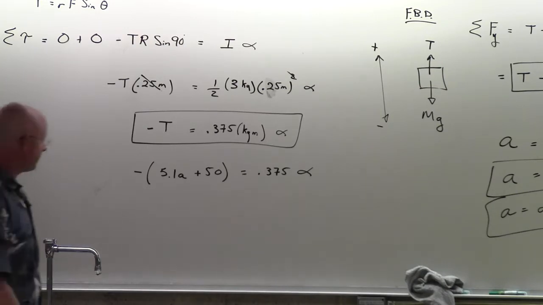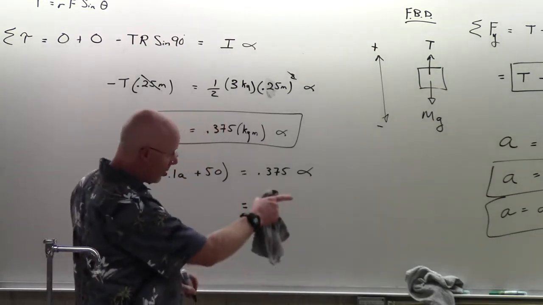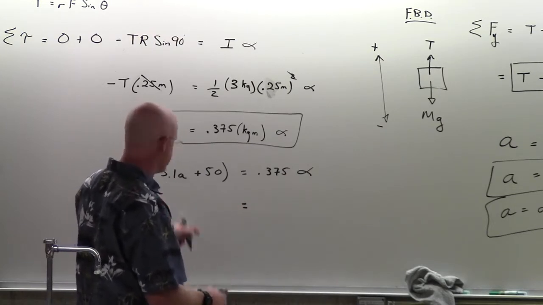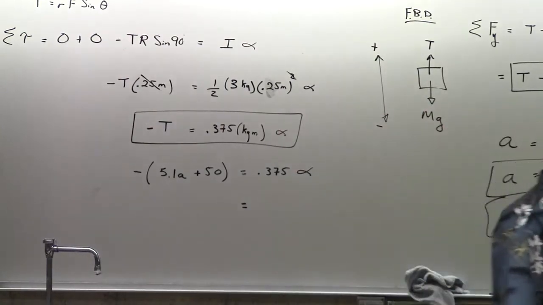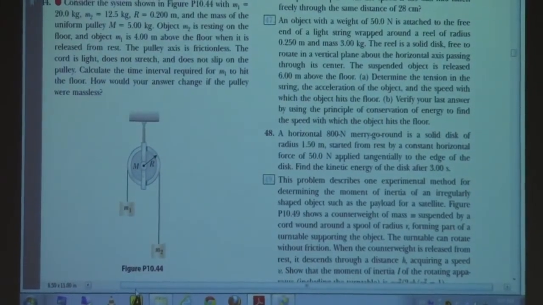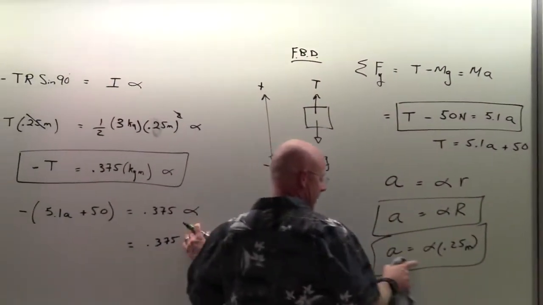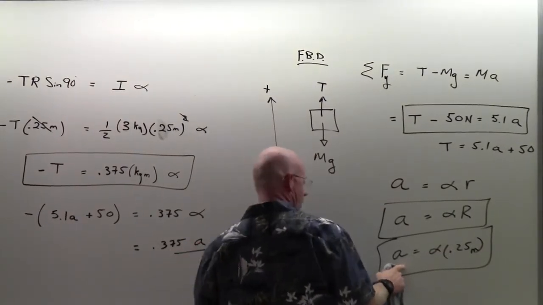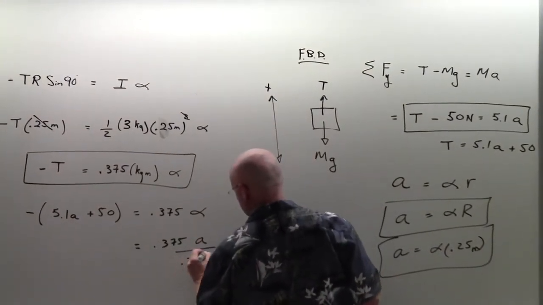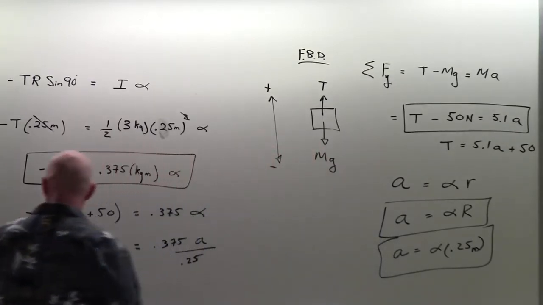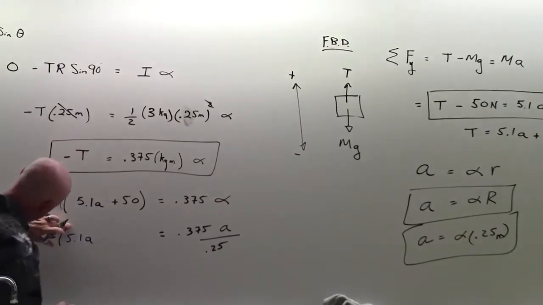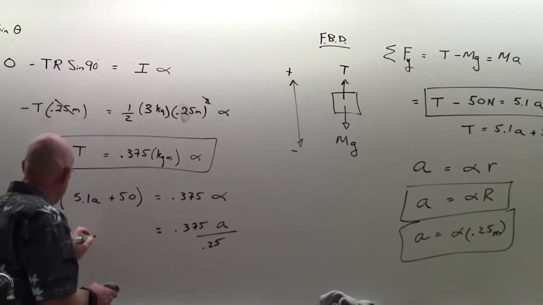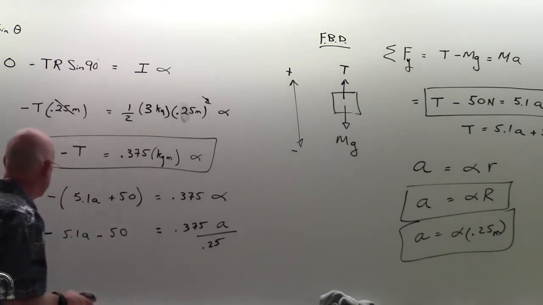And then I can come over and either substitute alpha or substitute A. Since they don't really ask for alpha, do they? Yeah, let me then substitute for my alpha. And so this is A over 0.25. And so there's my negative 5.1A. In fact, let me do the distributive property as long as I'm here. Minus 50.